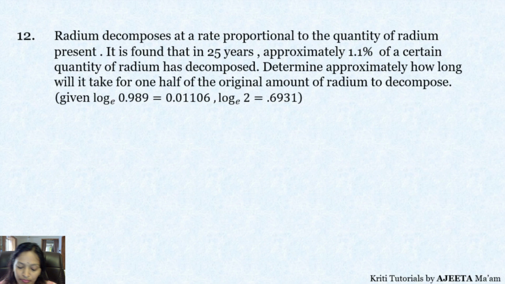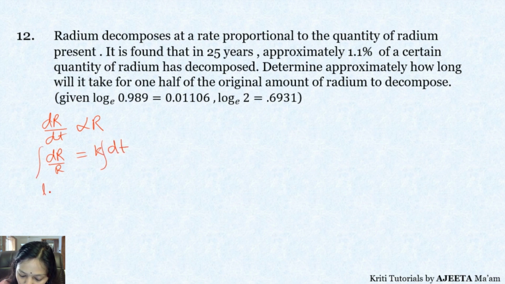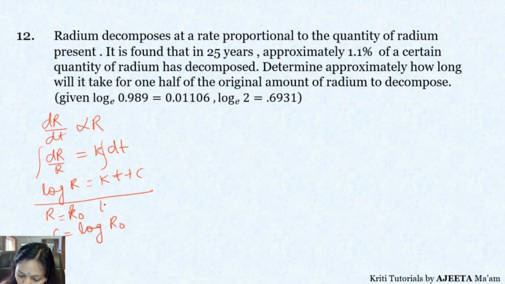Okay, now let's move on. So the radium is given as dr by dt. Again, let's take the constant of proportionality as k. So dr by r is equal to k dt, right? So now log r is kt plus c. Now we have to find c. Nothing is given, so let's take the initial amount of radium as r0. Correct? So c will become what? Log r0, because initially the time will be 0.